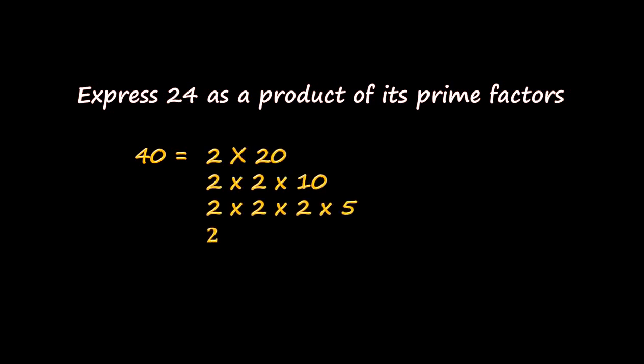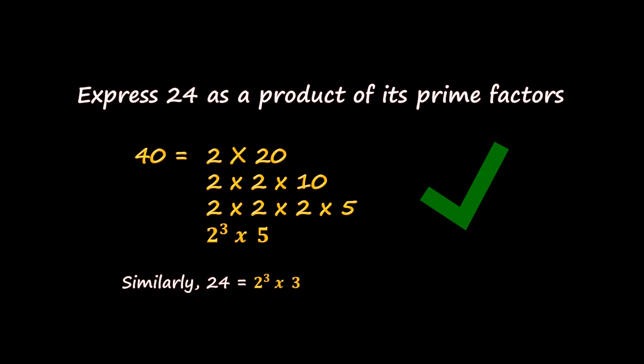Now let's take more of this. Express 40 as a product of its prime factors. So this will give us 40 will be equal to 2 times 20, and that will be equal to 2 times 2 times 10. 10 can be broken down to 2 times 5, and finally 40 is 2 to the power 3 times 5 as a product of its prime factors.